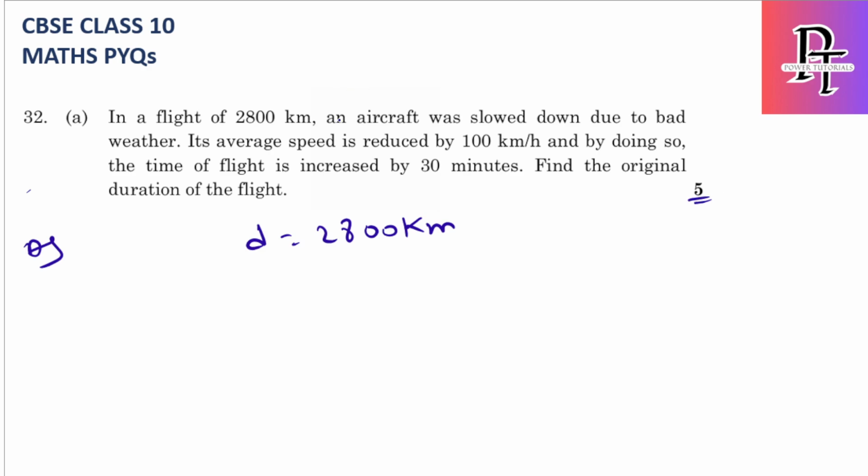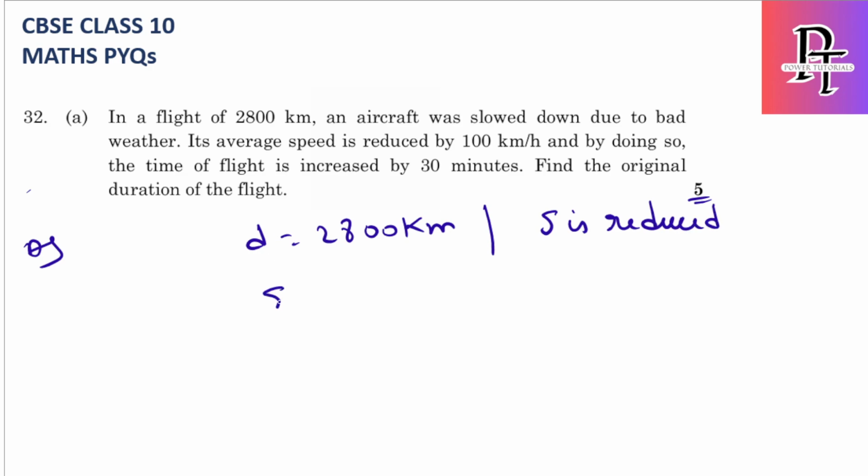An aircraft slows down due to bad weather. Its average speed is reduced by 100 kilometers per hour. By doing so, the time of flight increased by 30 minutes. Find the original duration. Okay, so here we have only two cases: the original case, and the other scenario where the speed is reduced.